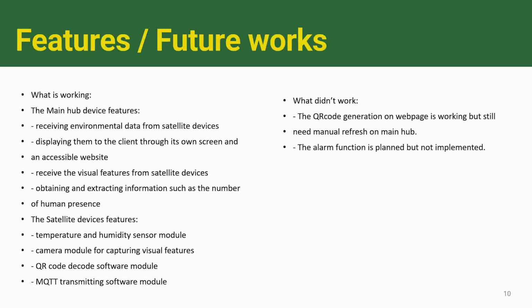And what didn't work is that, for the website, we are able to present the QR code that indicates all the Wi-Fi information the main hub is currently connected to, but we need to manually refresh it. The alarm function is planned as a good-to-have, but is not currently implemented.